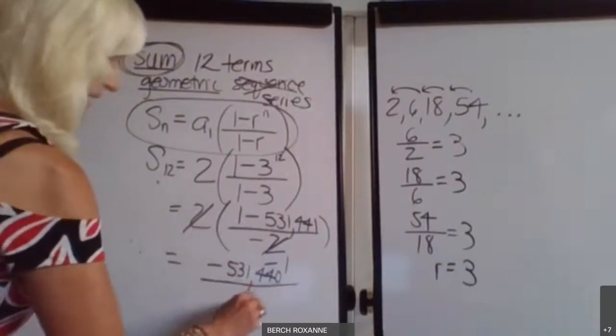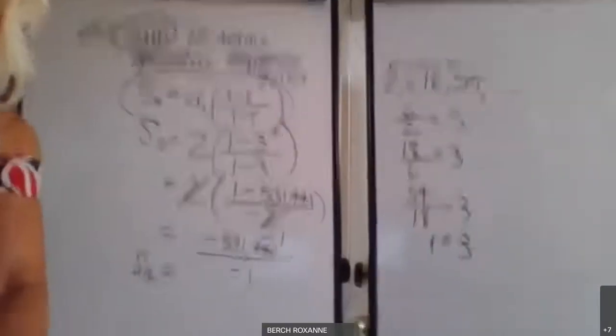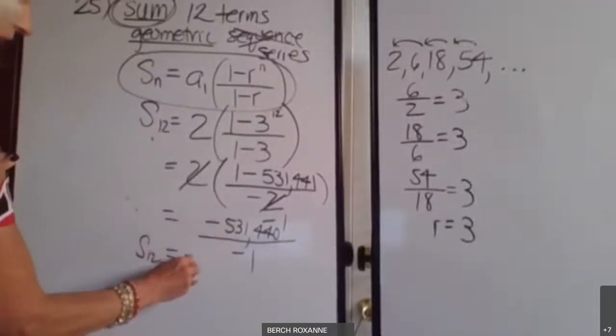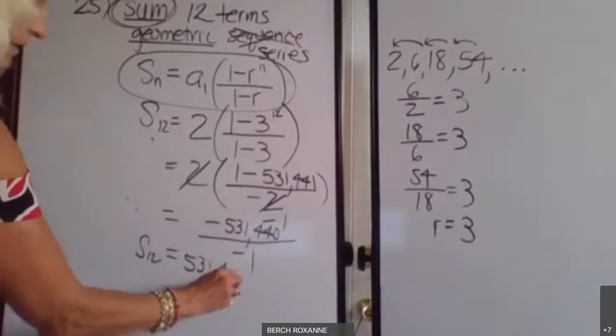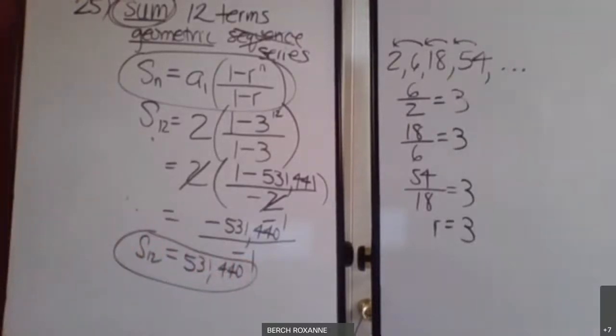And this is all divided by -1. So a negative divided by a negative is a positive. So the answer is going to be 531,440. So that's the sum of the first 12 terms, and this is the correct answer.